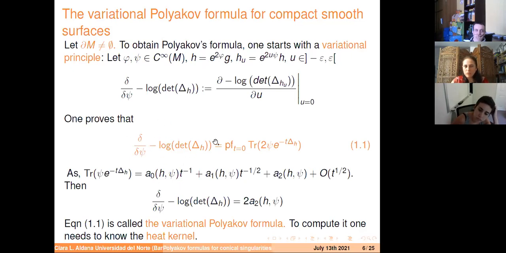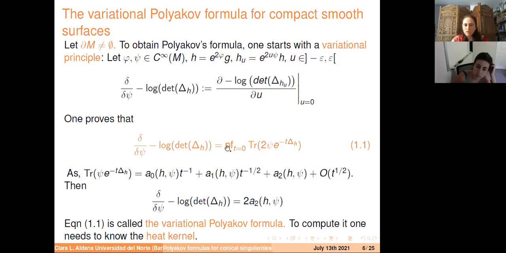So one obtains this formula, it will be just the finite part at t equals 0 of the trace of this operator that is multiplication by 2 psi times the heat operator associated to h. So this trace has an asymptotic expansion as t goes to 0, similar to the asymptotic expansion for the heat trace of a metric. We are just multiplying by this conformal factor psi. And this finite part at t equals 0 is just the constant term. So we obtain this formula, and this is called the variational Polyakov formula. And to compute it, one needs to know the heat kernel and some of its properties.